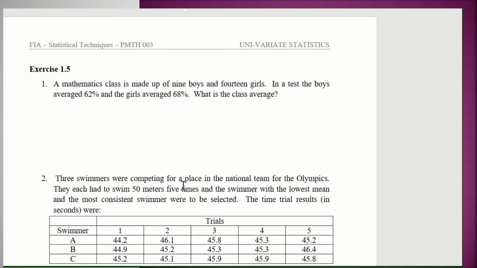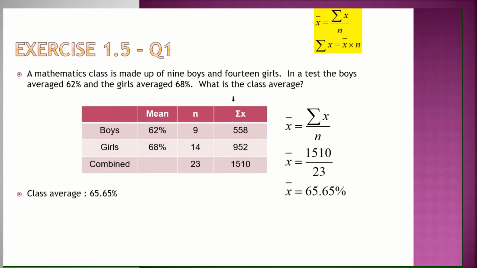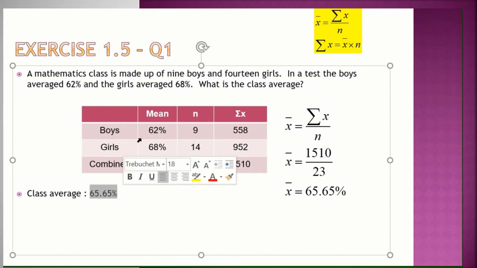Okay. So today we will complete exercise 1.4 and 1.5. A mathematics class is made of 9 boys and 14 girls. In a test, the boys scored an average of 62% and the girls 68%. What is class average? So basically what you are doing here is you are doing the combined mean. I already taught you this, how to do combined mean. Mean times n, find your total value first, which is 1510. You divide with 23. Your class average will be 65. No need to change to decimal all. Just straight away take and multiply. Understand? Because the answer you get will be already in percentage. So you no need to times again.